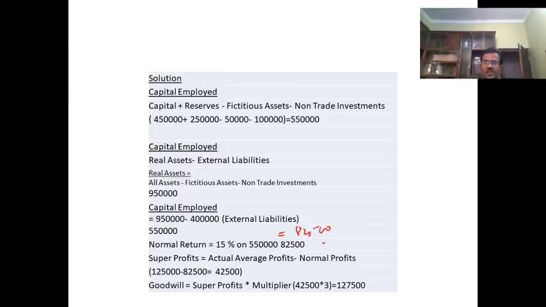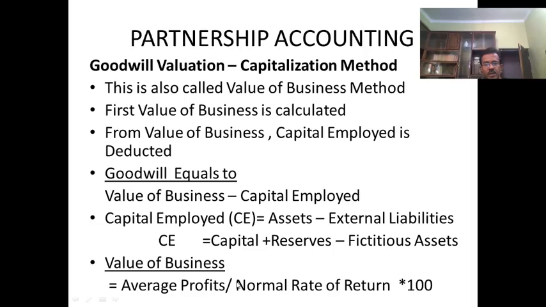So that is if I was any other ordinary firm. If I was any other ordinary firm, I would have got a 15% return on my capital employed, 82,500. But my actual profit is 1,25,000, and therefore I have super profits. So goodwill is equal to super profits into multiplier.